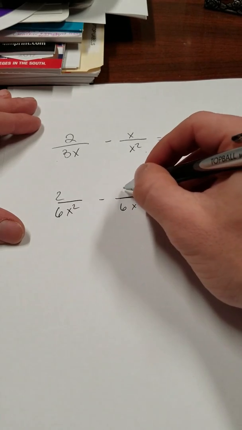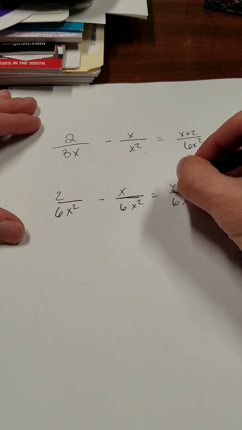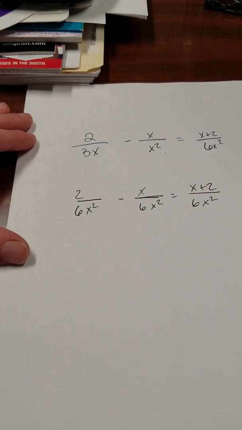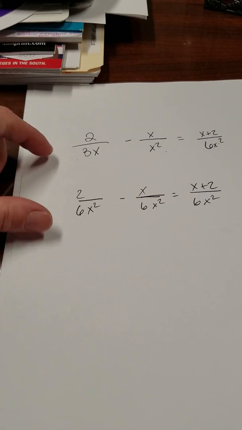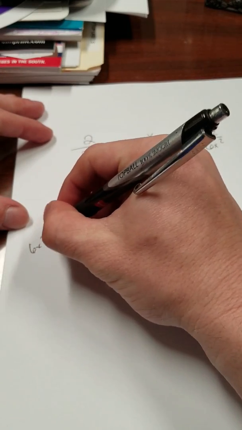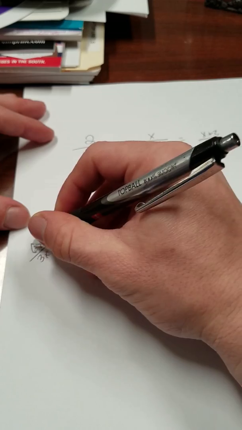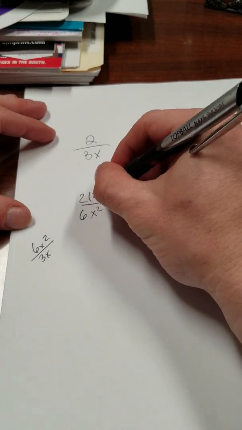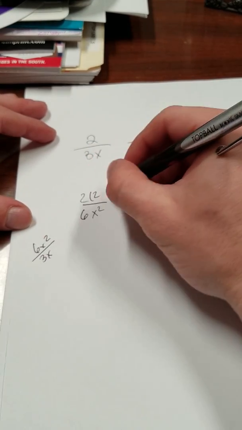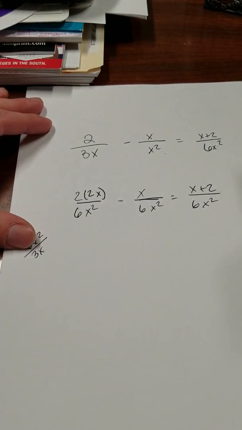This one has a 2 already. This one has an x already. That one already has an x plus 2. Now, what else needs to go up there? Well, 6x squared divided by 3x. 6 divided by 3 is a 2. X squared divided by an x is an x, so that needs to go on top.